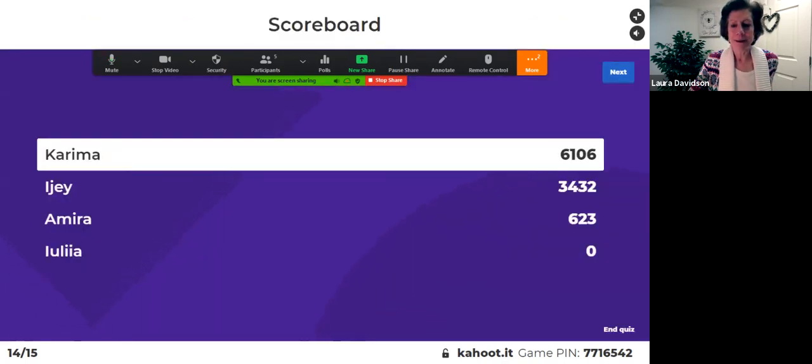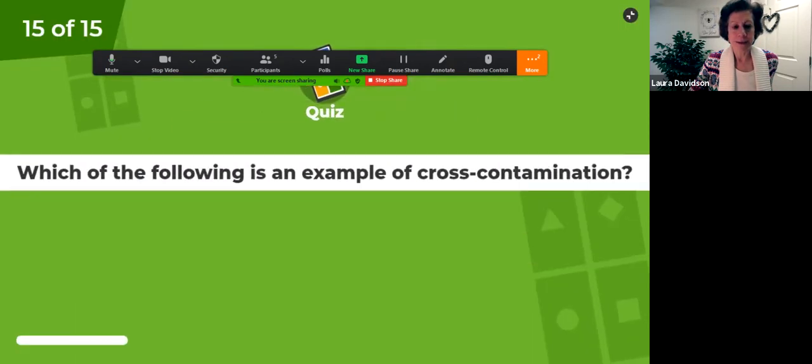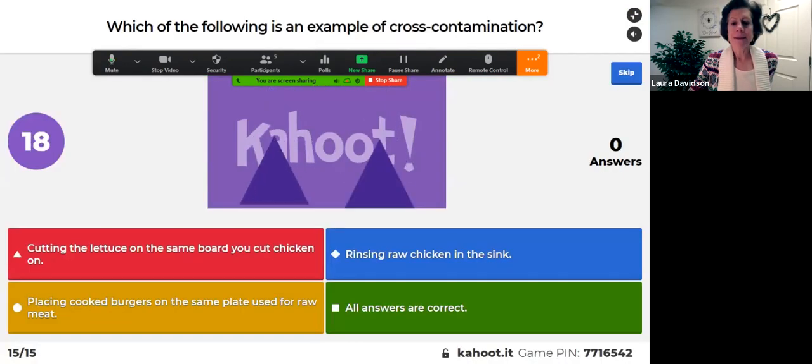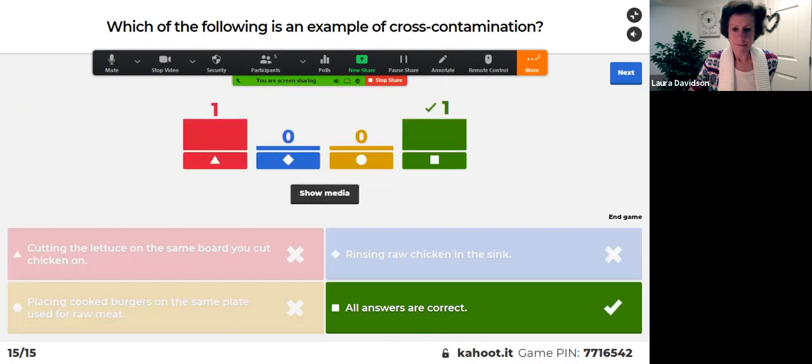Okay, all right, Karima, let's see if you're gonna walk away with the virtual prize here. Which of the following is an example of cross-contamination? It is all of those things. When the bacteria from one food moves into another, and there's a lot of different ways for that to happen.